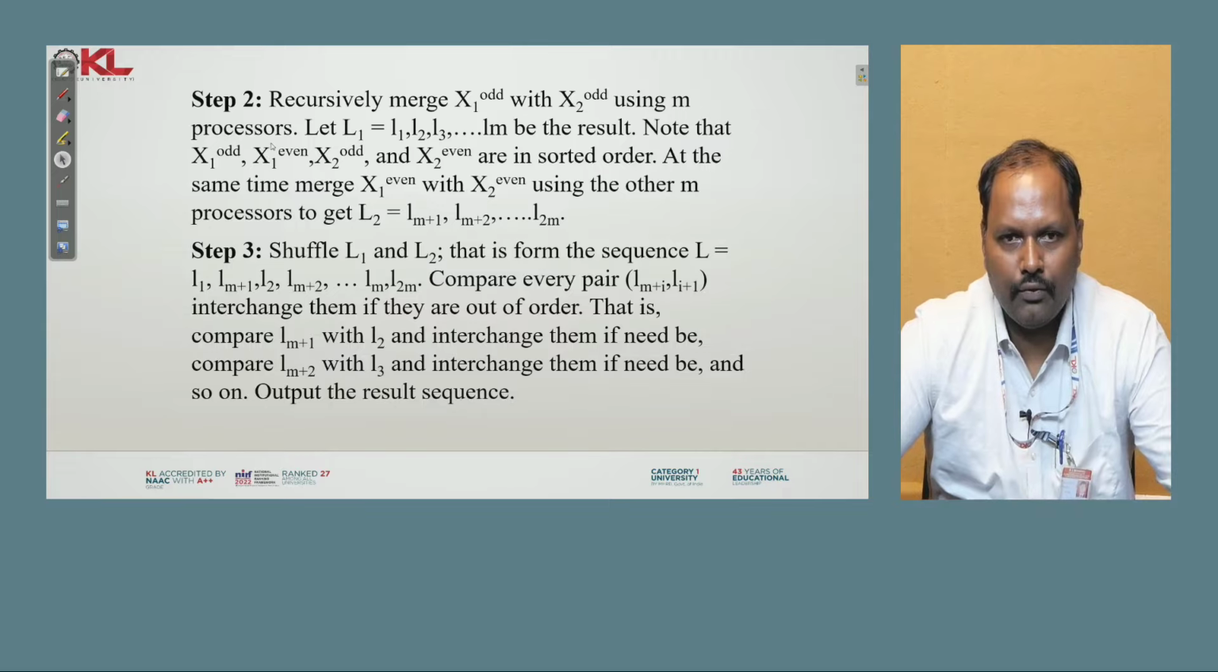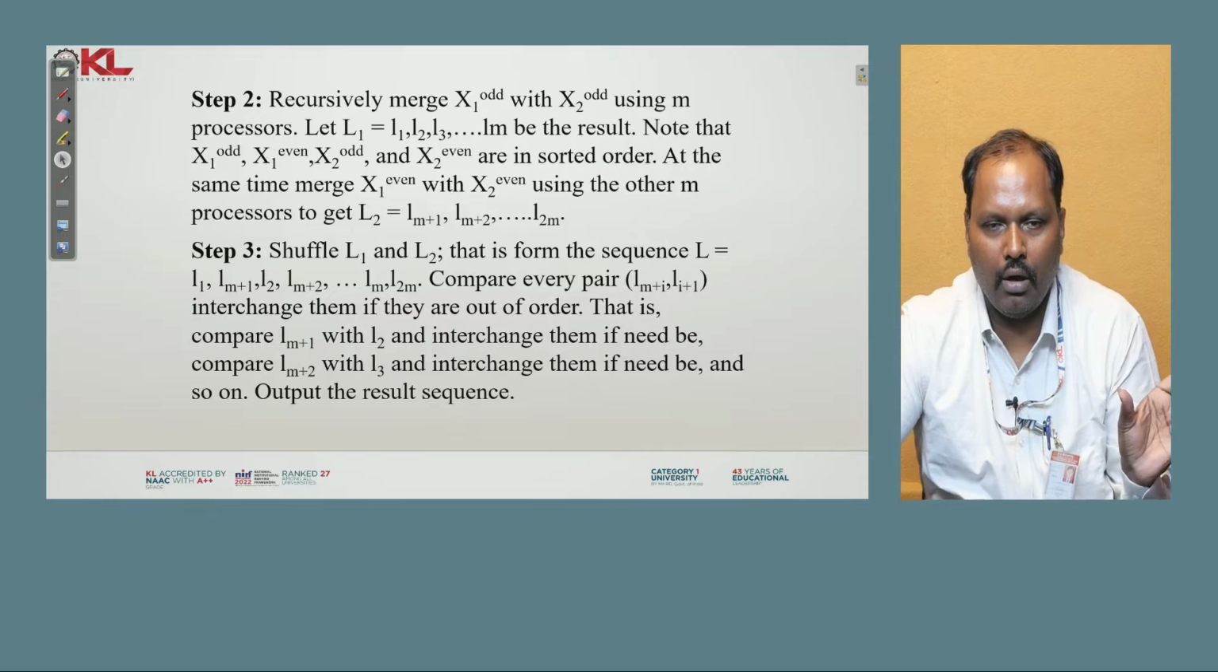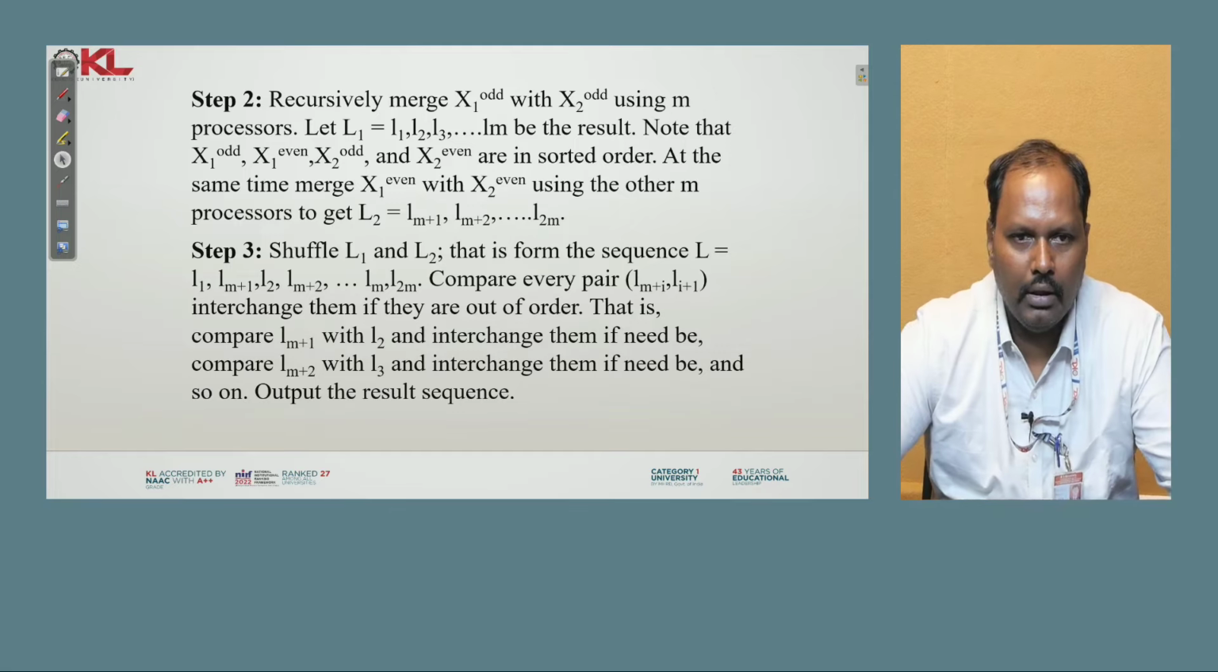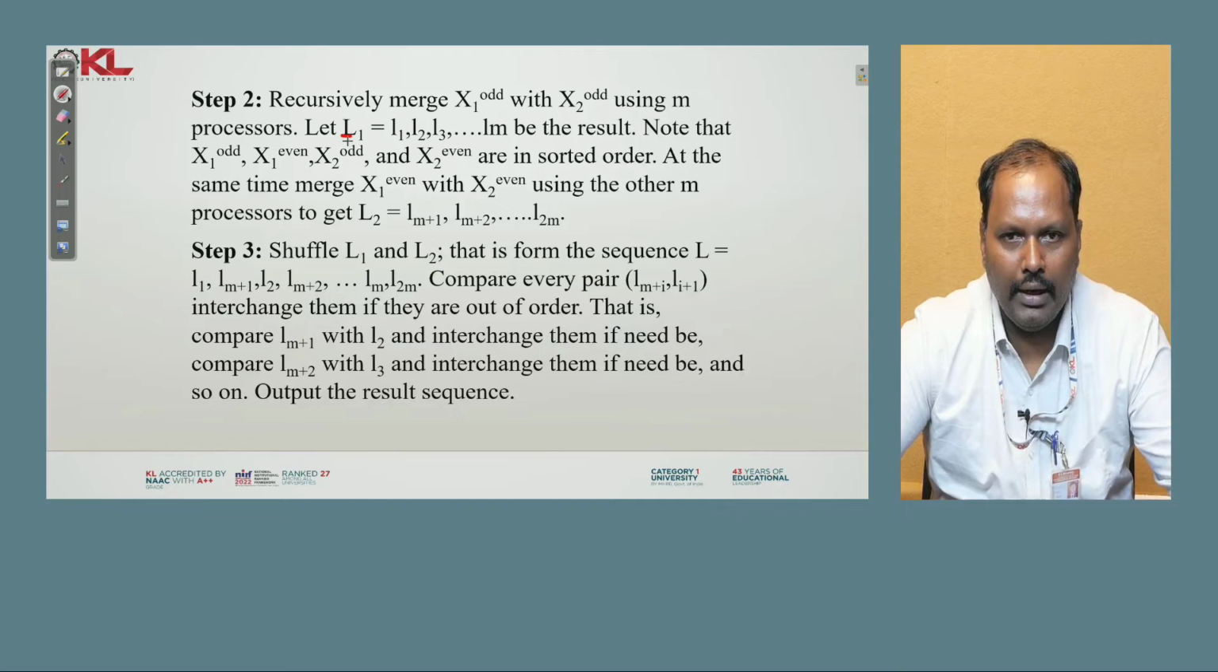In step 2, recursively merge x1 odd and x2 odd, and x1 even and x2 even. Both pairs are merged at this position. Level 1 is indicated here: x1 odd, x2 odd, x1 even, x2 even are merged in level 1. And coming to step 3.